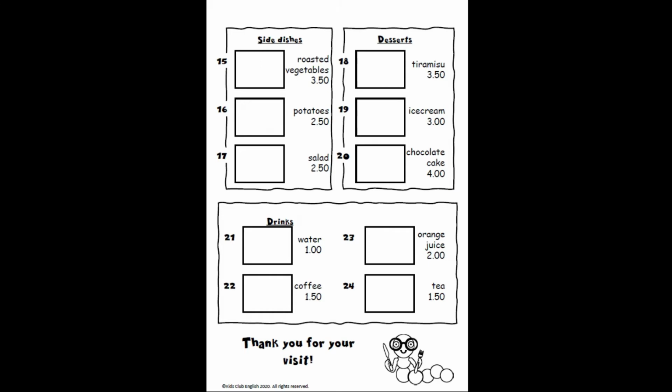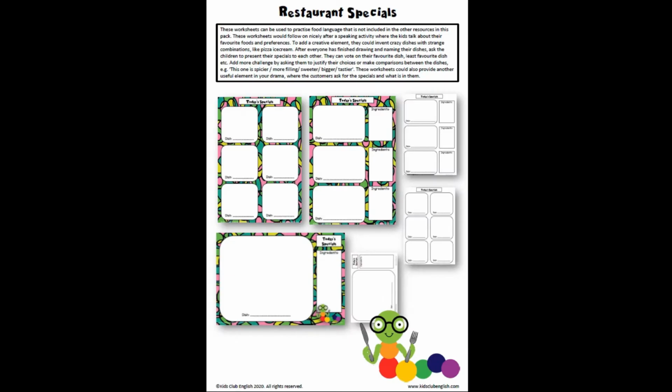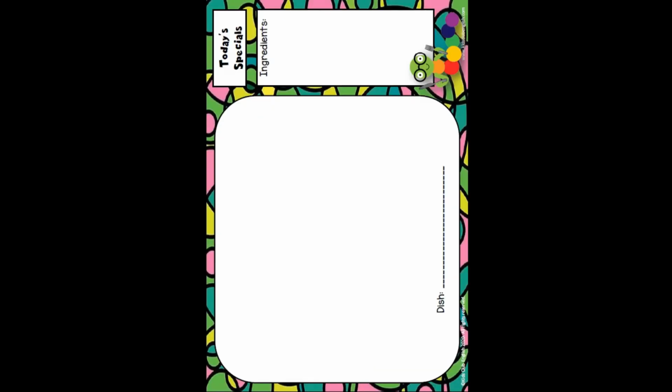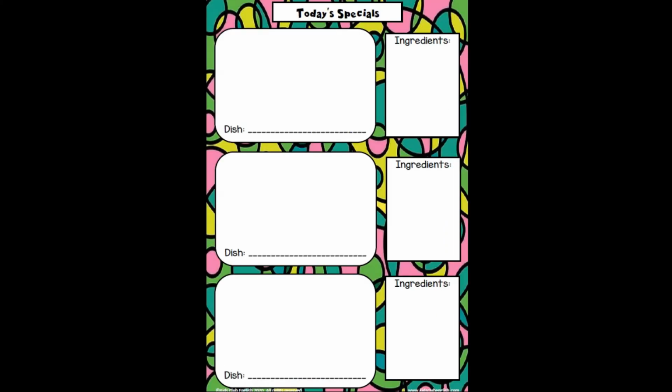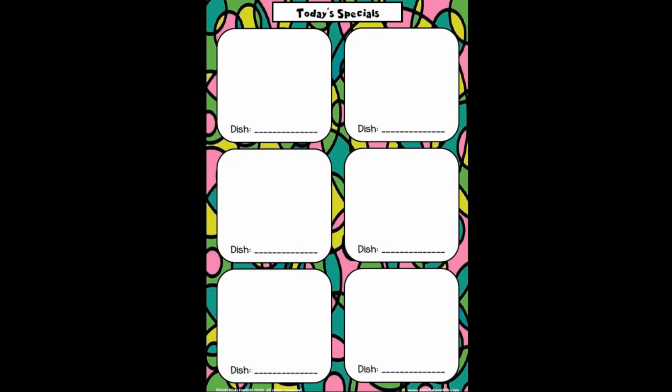Then the restaurant specials. These provide a nice opportunity for the students to choose which dishes they want to appear in their restaurant drama, rather than the ones provided on the menu. There are different templates that you can choose from depending on how big or small you want these to be. They could be doing their favourite food, writing about the ingredients, or drawing a picture. Then you can print them and use them in the role play at the end. You've got this one, where you could have several favourite dishes.